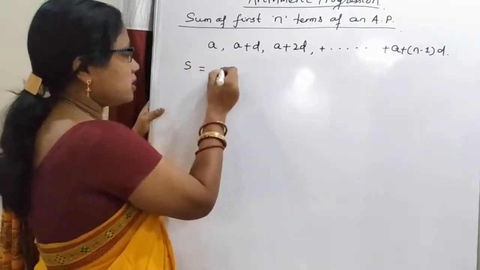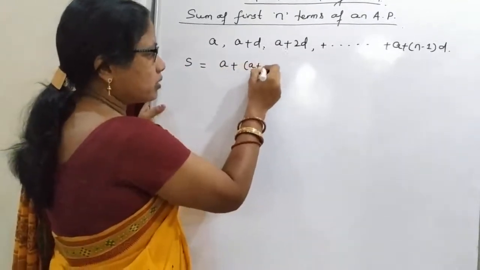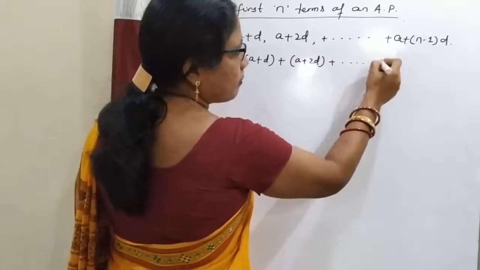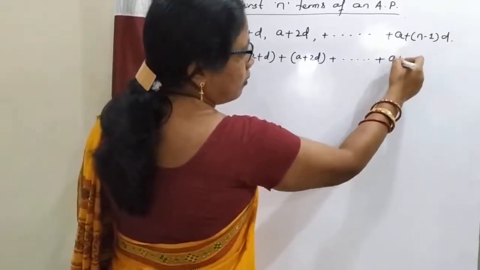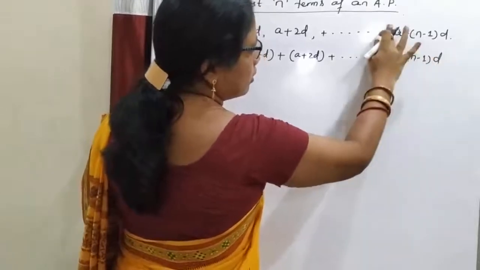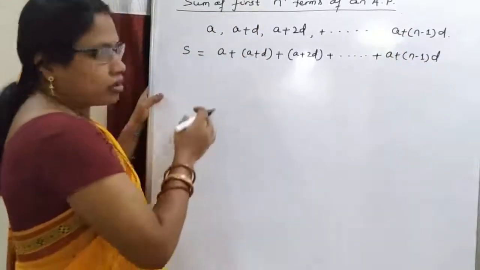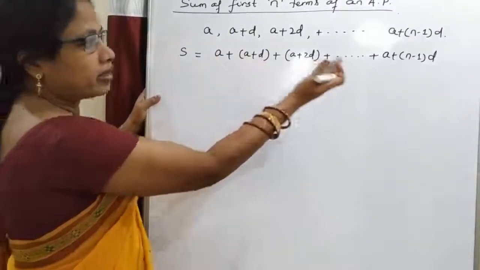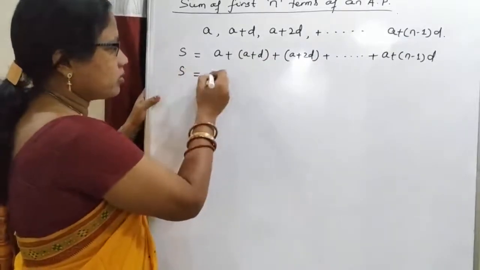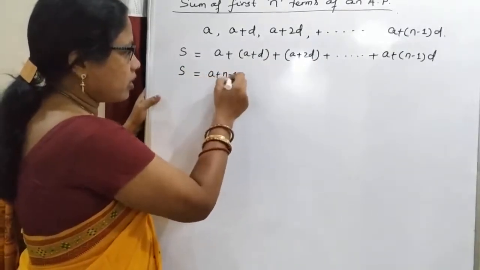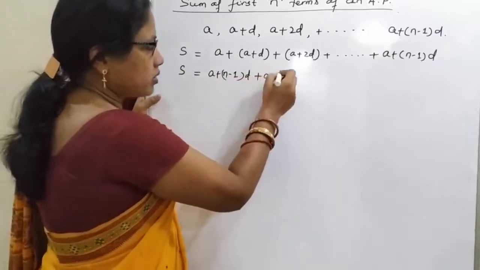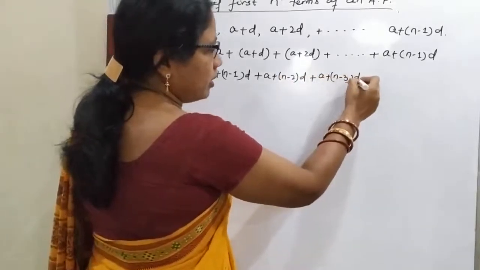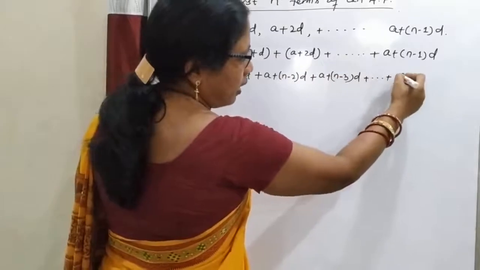That means S is equal to a plus (a plus d) plus (a plus 2d) plus up to plus (a plus (n minus 1) into d). So according to the Gauss method, we will write it again in reverse order. That means the same S is equal to (a plus (n minus 1) whole into d) plus (a plus (n minus 2) whole into d) plus (a plus (n minus 3) whole into d) plus up to a.